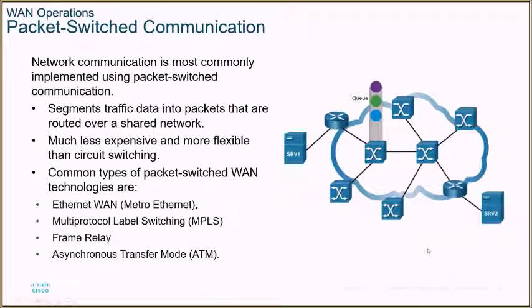So packet switched networks are most commonly implemented using packet switched communication. It segments traffic data into packets that are routed over a shared network, much less expensive and more flexible than circuit switching. Common types of packet switched WAN technologies are Ethernet WAN, MPLS or multiprotocol label switching, frame relay, and asynchronous transfer mode. And basically, you're always connected, and you have a virtual circuit or something like that that actually helps navigate your packets through the cloud to your destination.